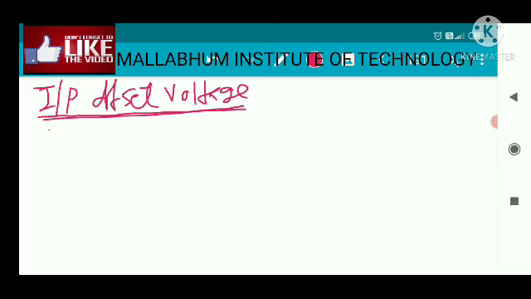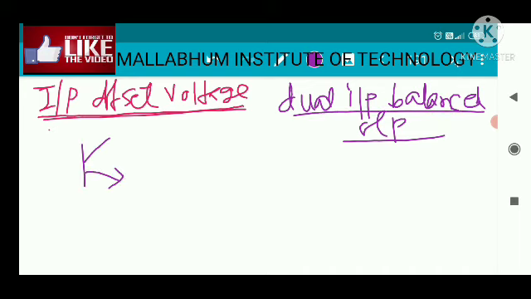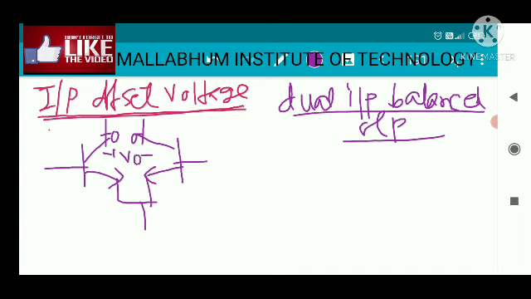In the case of the first stage of the operational amplifier, I have said that the first stage is a dual input balanced output stage. I have also drawn the diagram like this. This is your diagram, something like this. This is the two transistors and these are the two collectors. Output is being taken from these two terminals. So this is your V0. This will be your voltage V1 and this will be your voltage V2. These are the two input voltages.